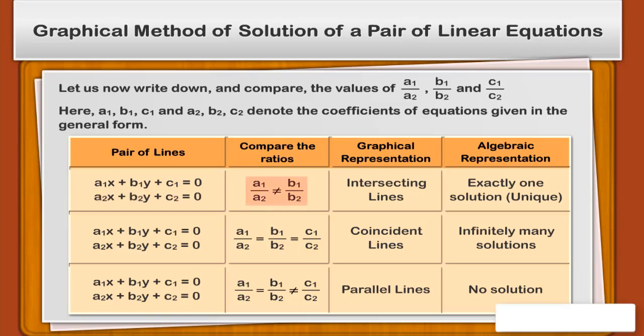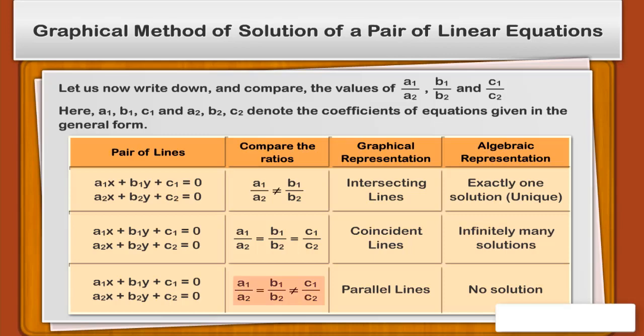When A1 upon A2 is not equal to B1 upon B2, then graphical representation of the equations is a pair of intersecting lines, and such a pair of equations has exactly one solution. When A1 upon A2 is equal to B1 upon B2 is equal to C1 upon C2, then graphical representation of the equations is a pair of coincident lines. Such a pair of equations has infinitely many solutions.